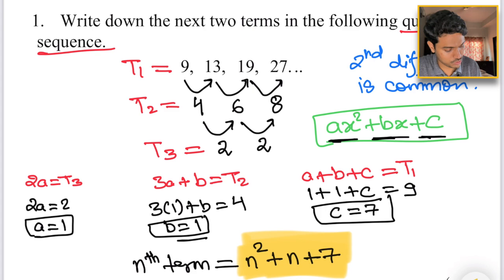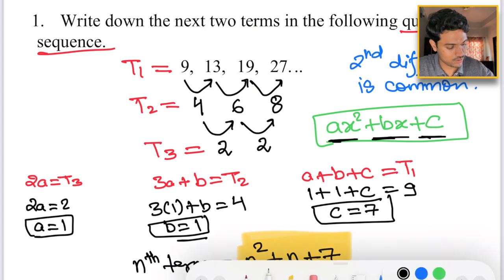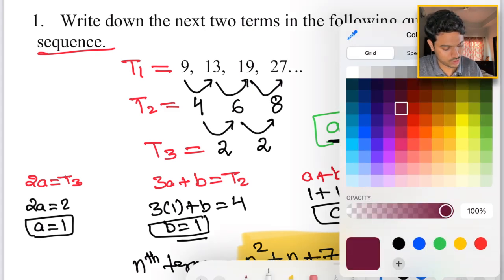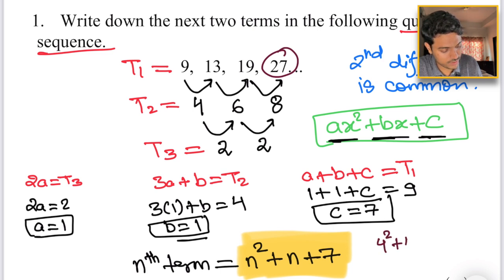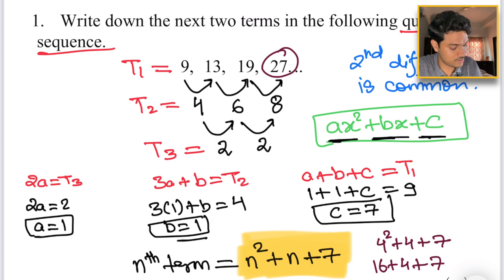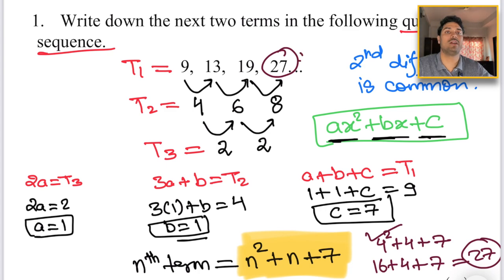To check, we can also verify whether our answer is correct or not. So let's check. If I want to find, let's say, the fourth term, it should come out as 27, so I'll substitute 4 here. So 4 square plus 4 plus 7, and this should result in 27. 4 square is 16 plus 4 plus 7, 16 plus 4 is 20, 20 plus 7 is 27. So when we substitute 4, we are getting 27. That means our nth term expression is correct.